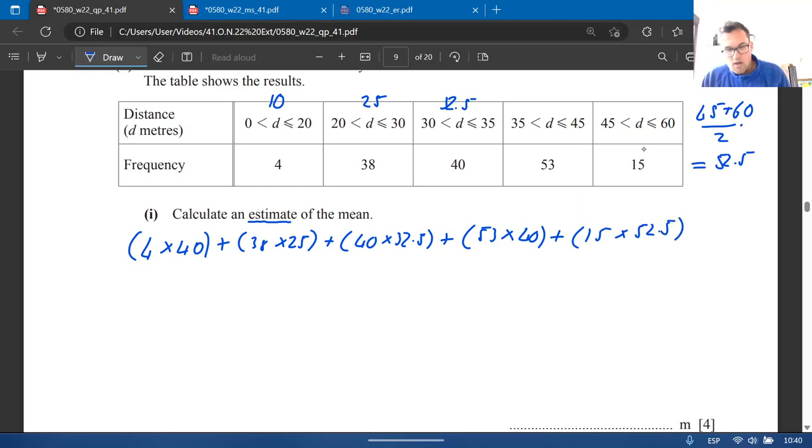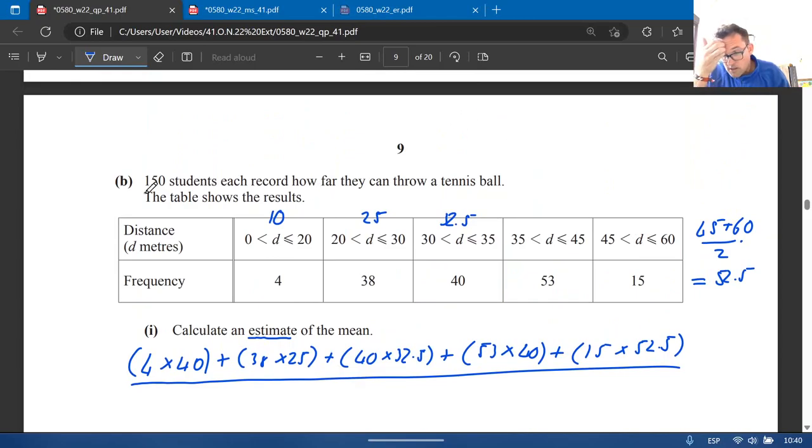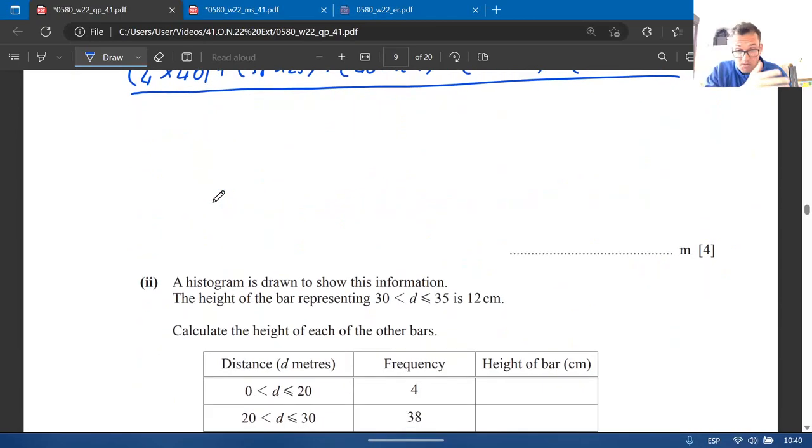And that. So we add up all those distances. We get all the distances together. That's the total distance, all the throws all together. That's what you do in the mean. You add up everything, divided by how many there is. In this case, how many students were there? And they told us 150 students. Or we add up the frequency.